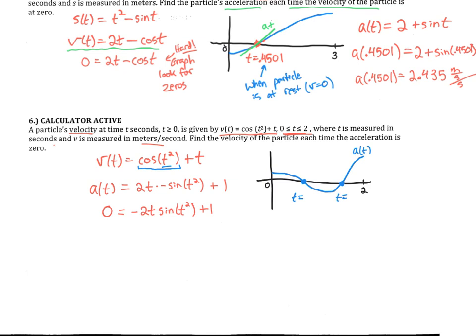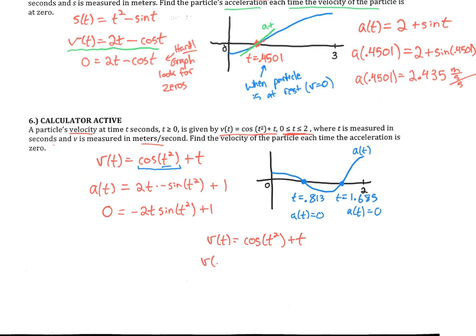Okay, after going through and doing the second calc values, it looks like my first time value is t equals 0.813, and my second time value is t equals 1.685. So these are both places where the acceleration is equal to 0. Okay, and then what the problem wants us to do is find the velocity of the particle at each of these two times. So let's take our velocity, which is, again, v of t equals cosine of t squared plus t.